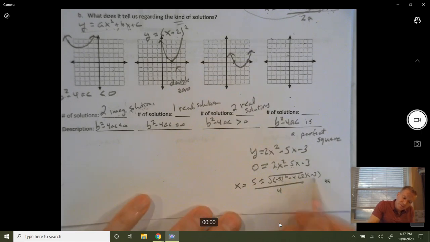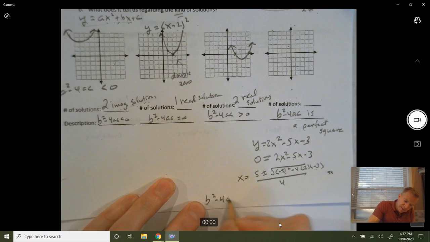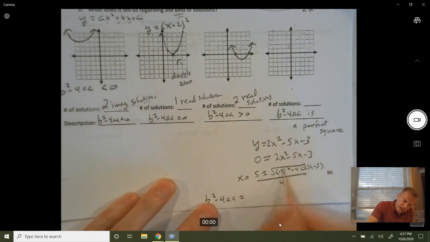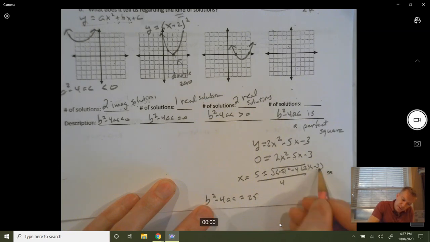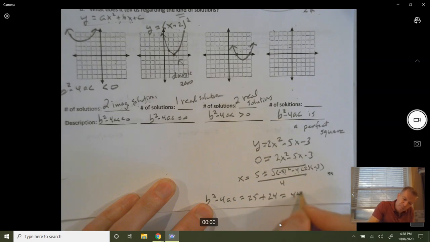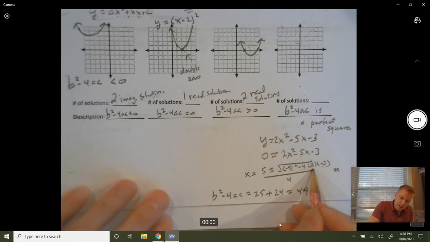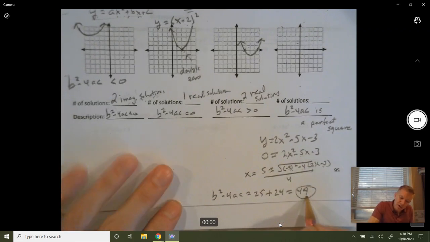Well, this thing in here is my discriminant. My discriminant, b squared minus 4ac, is equal to 25. And then we get 4 times 2 times 3, so that's 24, and there's two negatives, that becomes positive. Okay, so you get 49. You get a perfect square underneath your radical. Okay, so the discriminant is a perfect square, and when that happens, let's look what happens to your solutions.